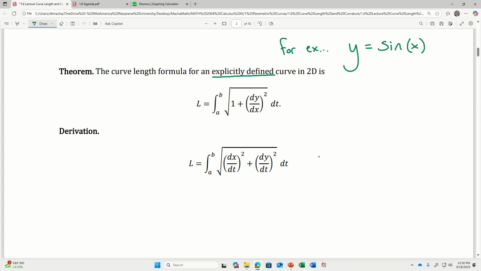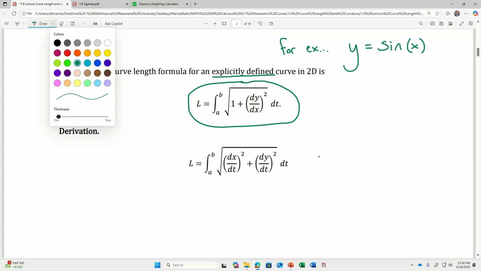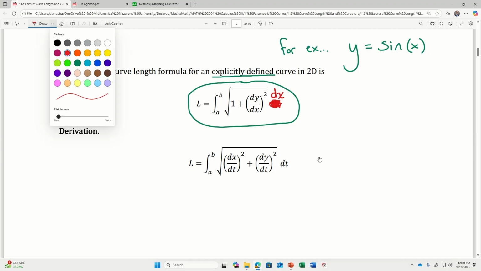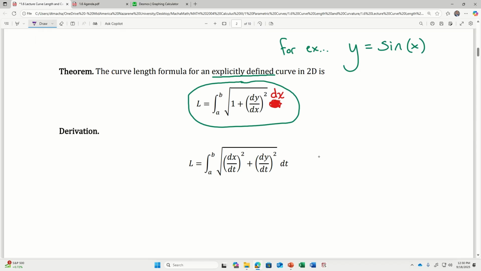The way we end up with this formula for the length of an explicitly defined curve. Oh man, that's a bad typo. That should be dx right here. The way we get this formula is we start with the formula we just found for the parametric curve.